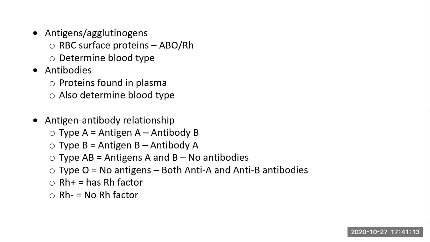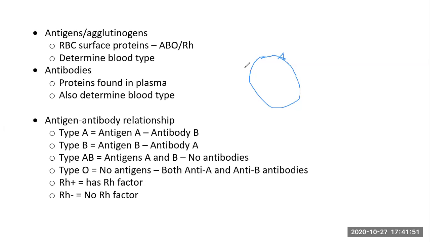The other thing I want you to understand is what antigens and antibodies are. Antigens are surface proteins that are found on red blood cells. Let's say a red blood cell is like this circular structure, and surface proteins, you are going to find them on top. Let's say one surface protein might be this one. So these are antigens. We find them on top of the red blood cells.